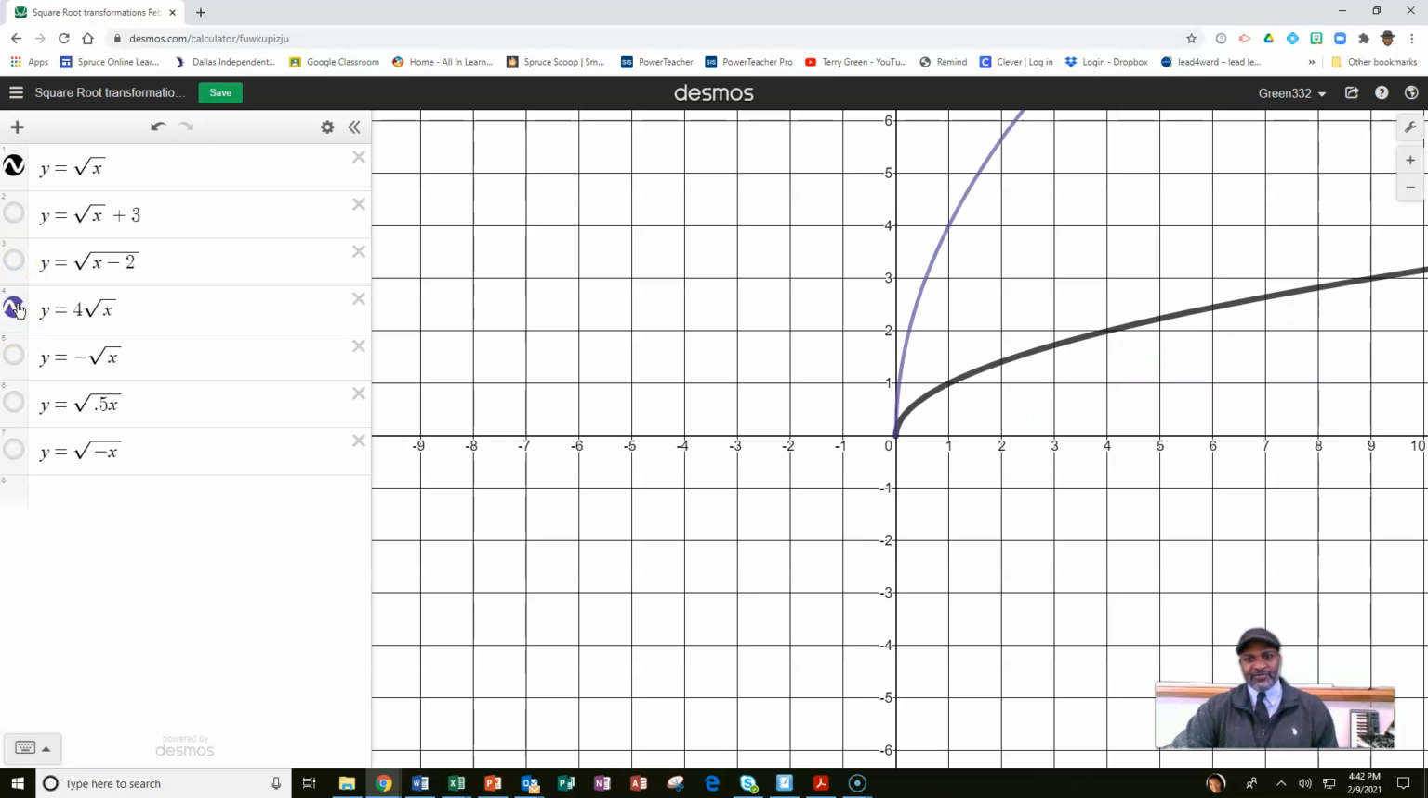Let's look at this graph. This is a vertical stretch by 4. See where that 4 is? It's in the position of A. Look here. This is a reflection. All right? Reflection. See, you've got a negative sign in front.